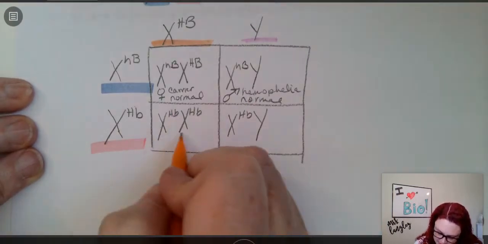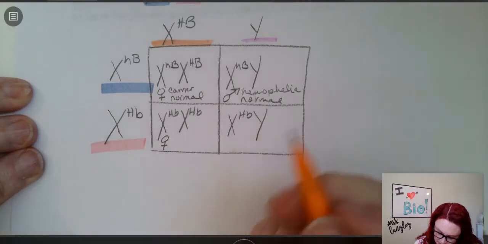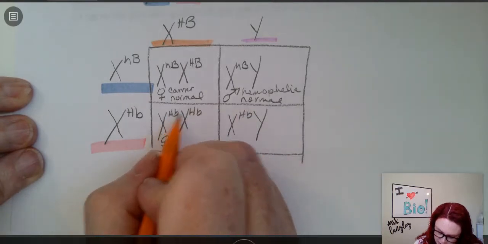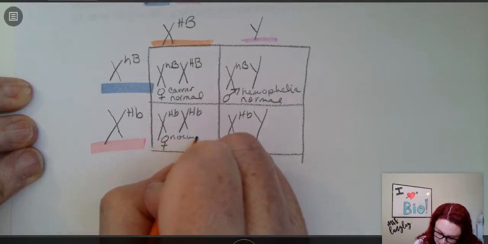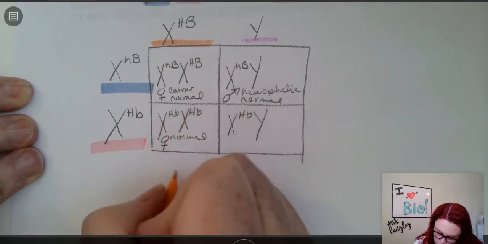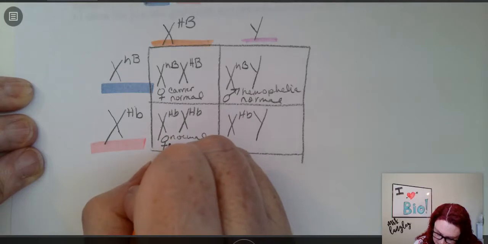Here I have 2 X's, so that's female. I can look at hemophilia. They're both big, so that's normal. Then I can look at vision, and there's 2 lowercase. That means that this one is colorblind.